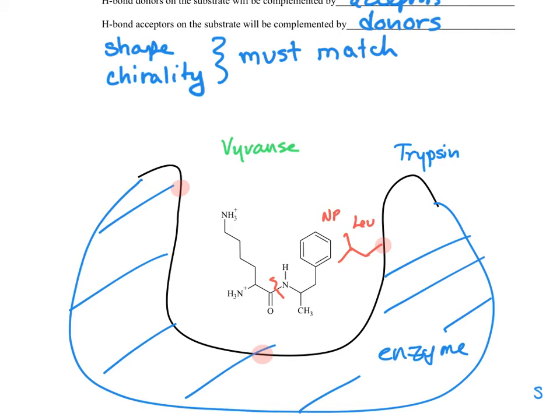Okay, very good. What about down here on this carbonyl that's part of the peptide bond? Maybe we want to complement that. Well, I might suggest that we use something like a serine. And what we end up with is a beautiful donor-acceptor relationship here where the serine is a donor and the Vyvanse carbonyl is an acceptor. That's a good complement.